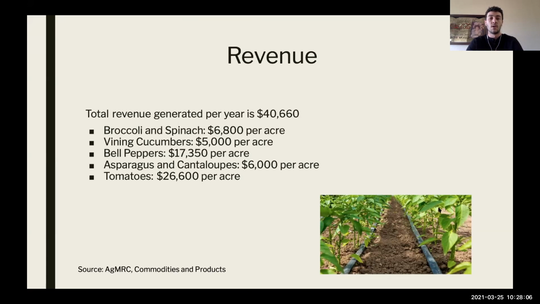The total is actually from doing, let's see, I think the cucumbers and the cantaloupe were split into half acres each. So instead of 5,000 for the vining cucumbers, we used 2,500 for our total, and then the cantaloupes at 3,000 to get that 40,000 number.